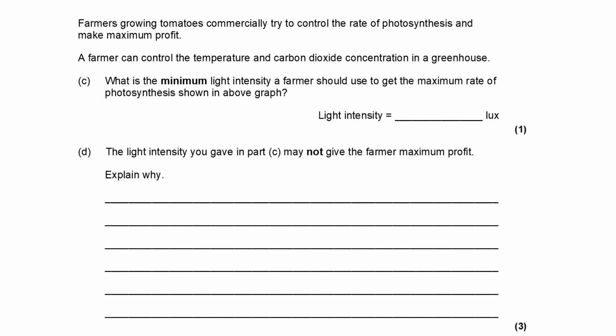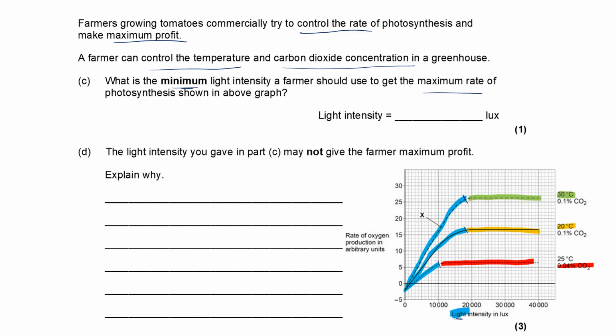Farmers growing potatoes commercially try to control the rate of photosynthesis and make maximum profit. A farmer can control the temperature and carbon dioxide concentration in a greenhouse. What is the minimum light intensity a farmer should use to get the maximum rate of photosynthesis shown in the graph above? Okay, so again, I've just imported the graph from the previous slide, but you would have access to this all on the same double page spread.